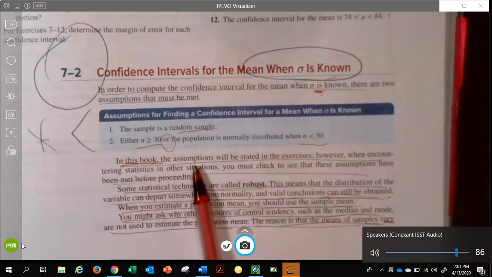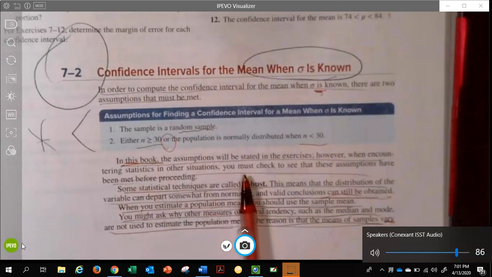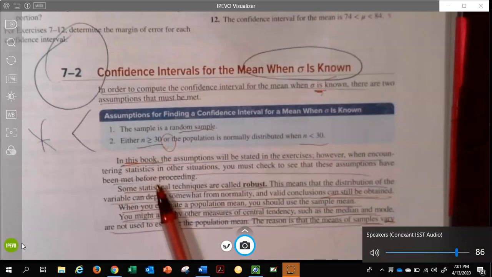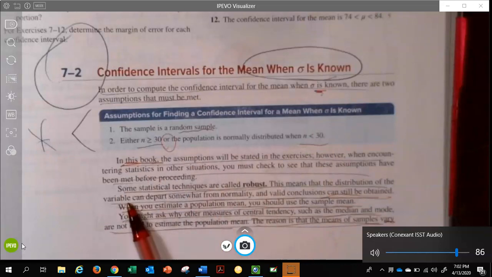In this book, the assumptions will be stated in the exercises. However, when encountering statistics in other situations, you must check to see that these assumptions have been met before proceeding. Some of you are going to take more statistics classes. This is worth highlighting. Our class is a basic stats class, and everything's going to work out nice and pretty. So all of our information is going to be just fine.